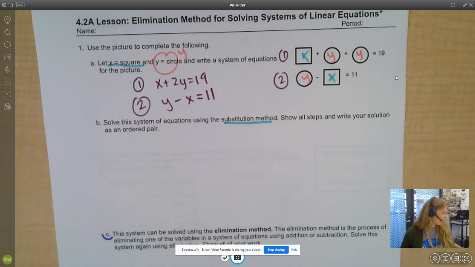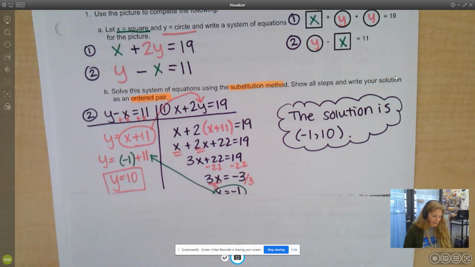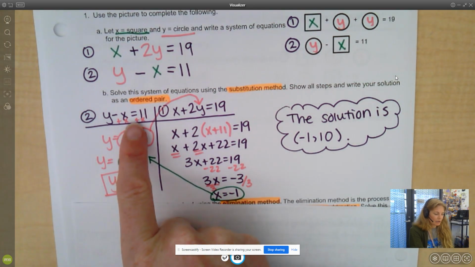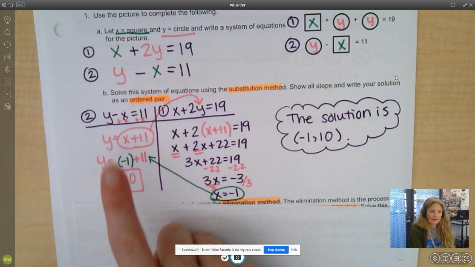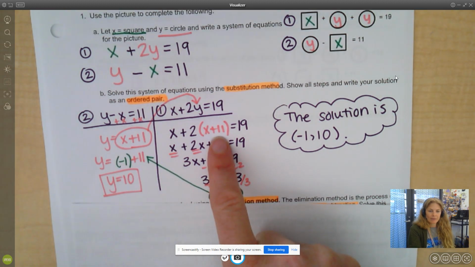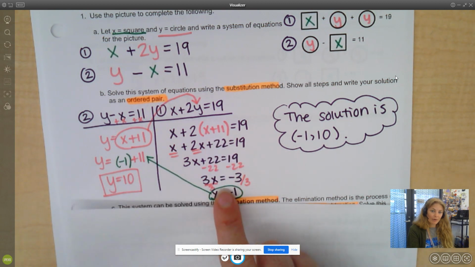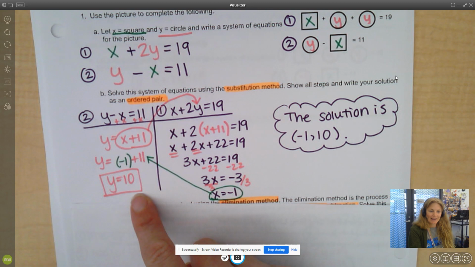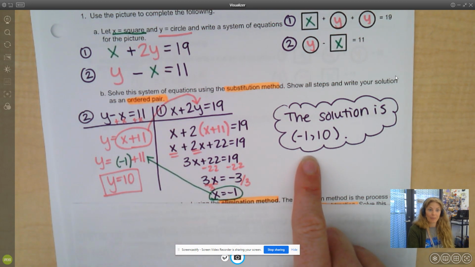Okay, let's see how we did. Taking a look at solving the system, you should have gotten the answer (-1, 10). My work is that I decided to isolate y in the second equation because I just had to add x to both sides. When I substituted in, I got one equation with one variable, which you know how to solve. x is -1. Substitute that back in to get y and write your answer as an ordered pair.